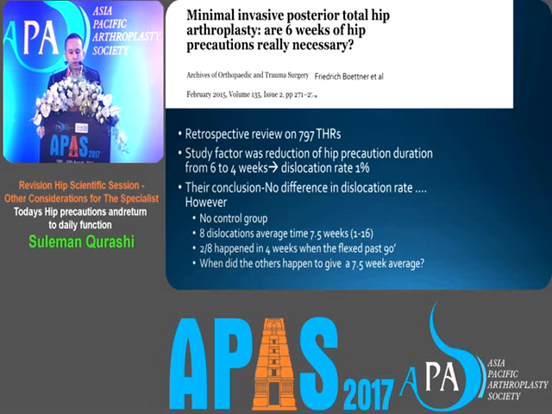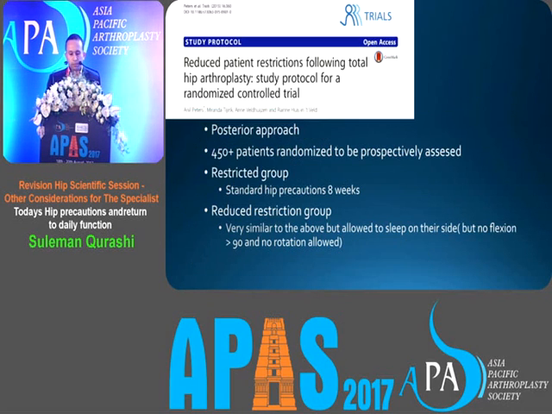A relatively high volume surgeon from the States, 800 hips, retrospective review, they looked at whether it made any difference to reduce the hip precautions from 6 weeks to 4 weeks. And they concluded there was no difference. Their dislocation rates were 1%, but again, looking at the study, no control group, and they had, I think, 8 dislocations. Most of them were early from what I can see, so a bit unclear.